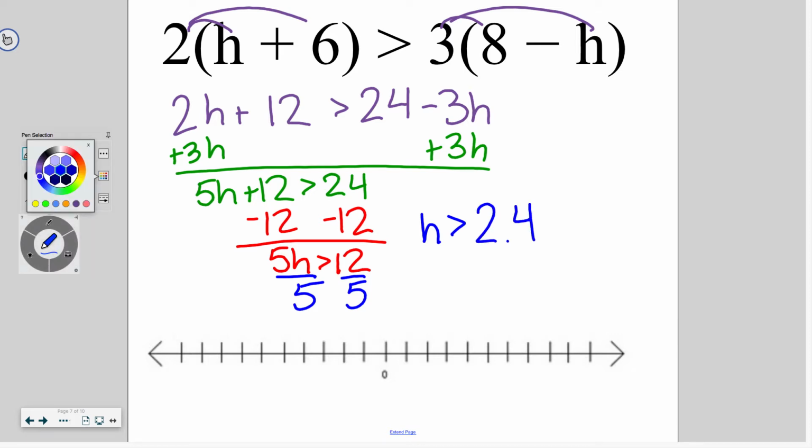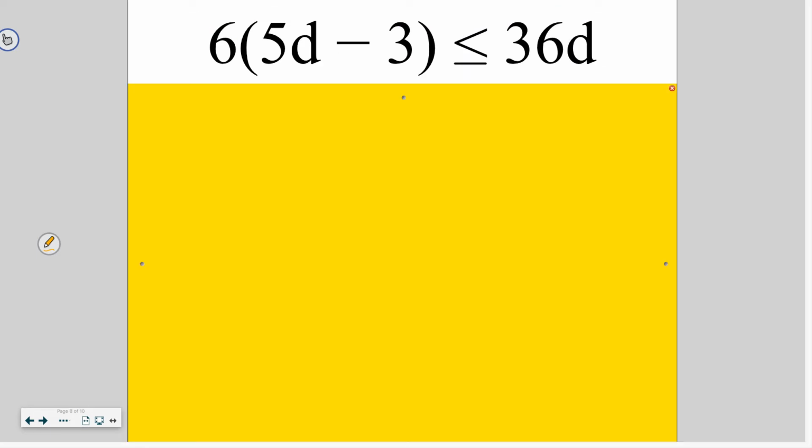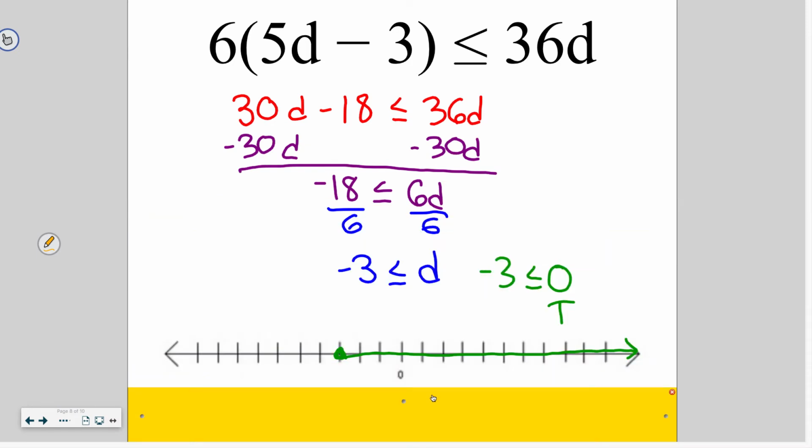So we're going to put that on our graph now. And we've got 2.4 roughly there with an open circle. 0 is greater than 2.4 is a false statement. So our arrow is going to the right. Go ahead and try this one on your own. Distributing gives you 30d minus 18. And continuing to solve for d, you end up with -3 is less than or equal to d. Putting that closed dot on -3 and testing 0, you get a true statement. So your arrow is moving to the right.